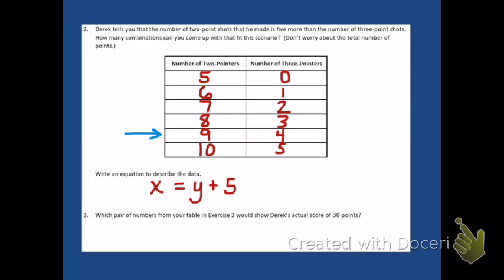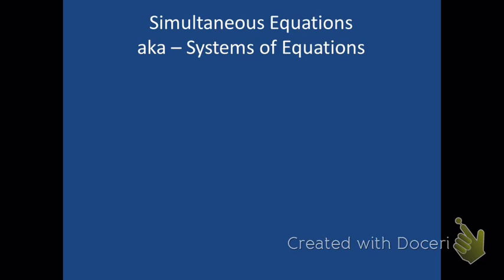And so what we have here is something called simultaneous equations, also known as systems of equations. So there are 2 or more equations that have to be true for a particular xy value at the same time. So that's what simultaneous means, at the same time, or a system meaning a group of equations, basically.